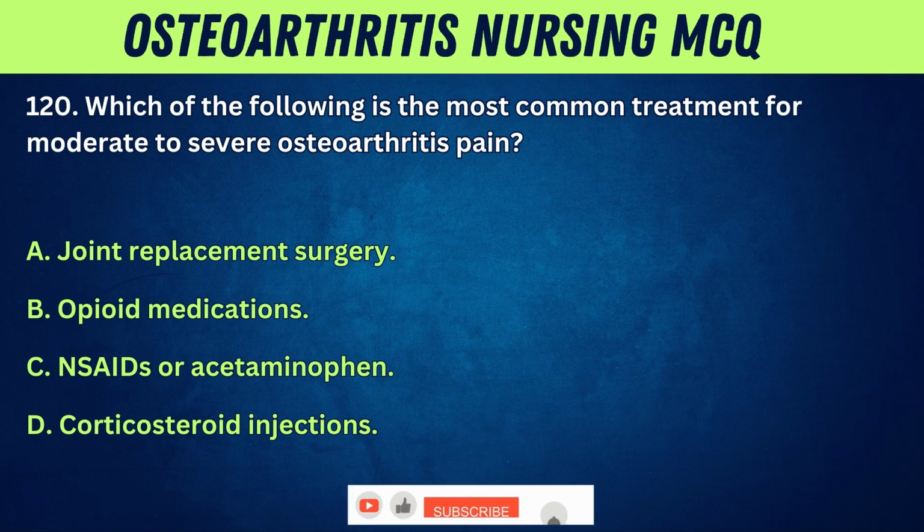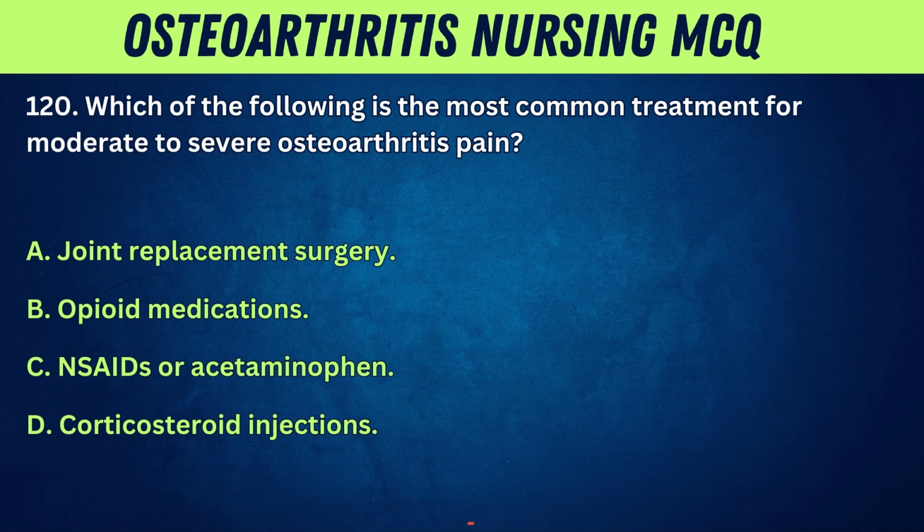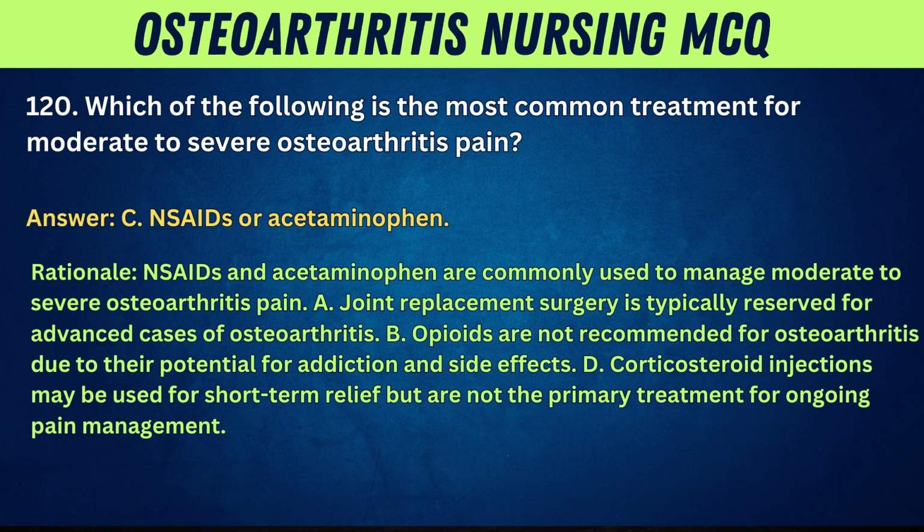A. Joint replacement surgery. B. Opioid medications. C. NSAIDs or acetaminophen. D. Corticosteroid injections. Answer: C. NSAIDs or acetaminophen. Rationale: NSAIDs and acetaminophen are commonly used to manage moderate to severe osteoarthritis pain.